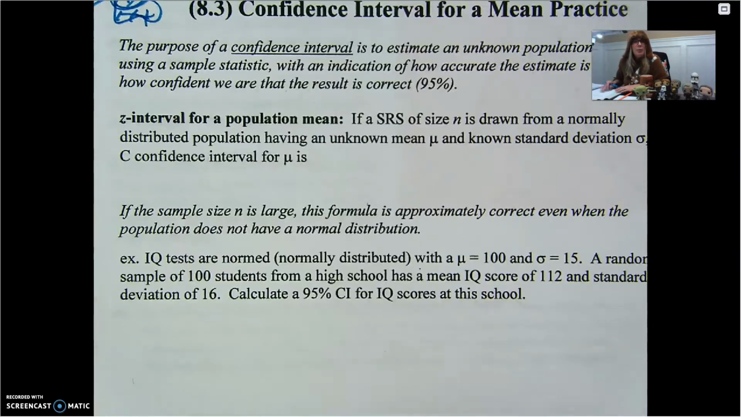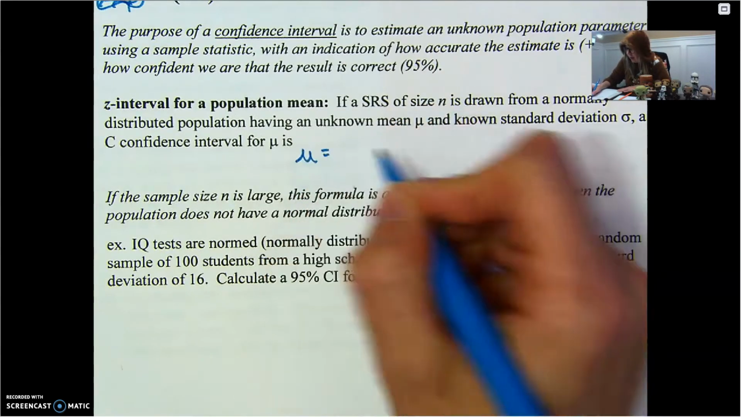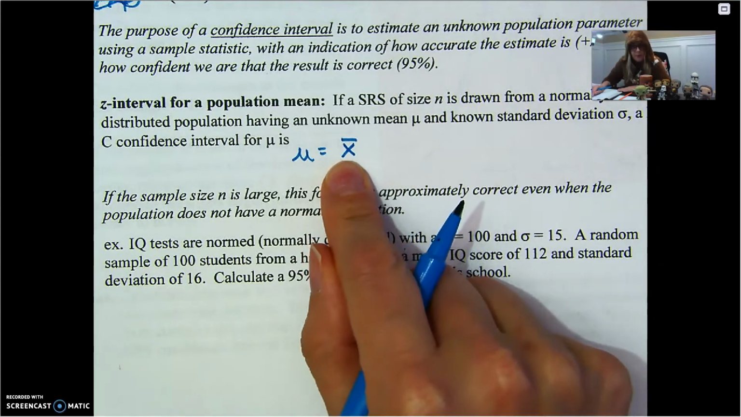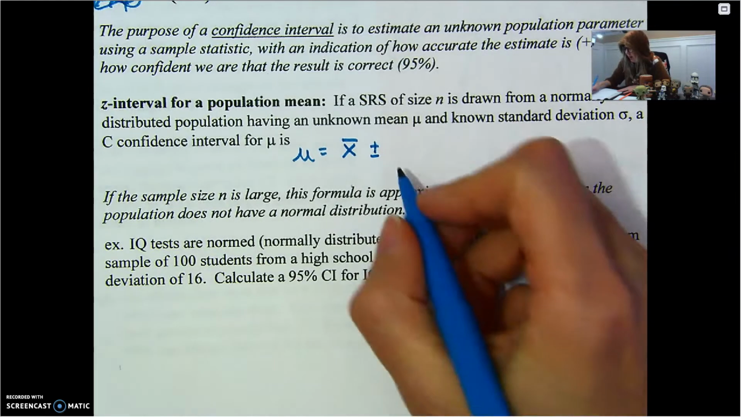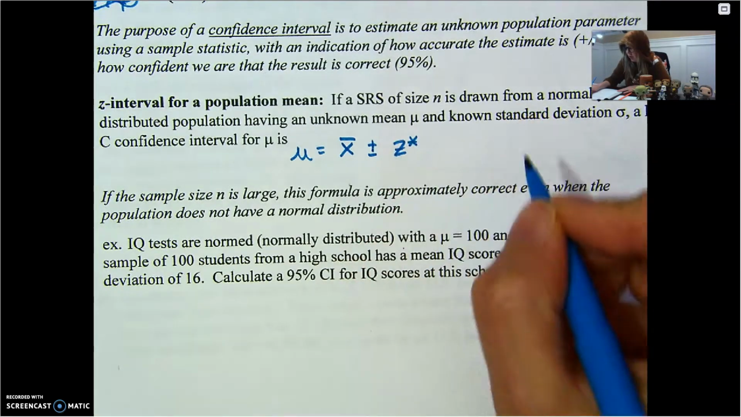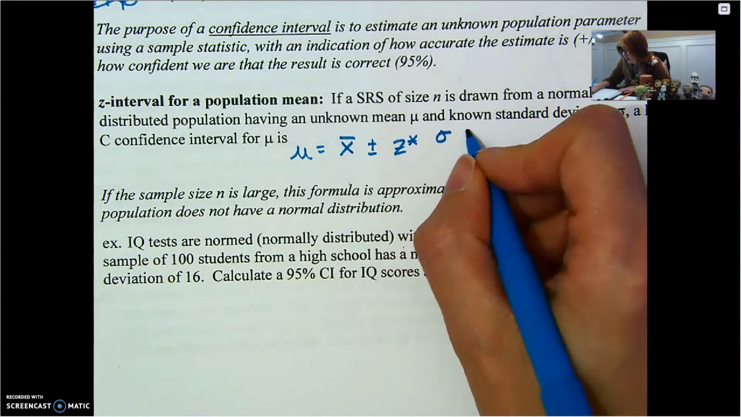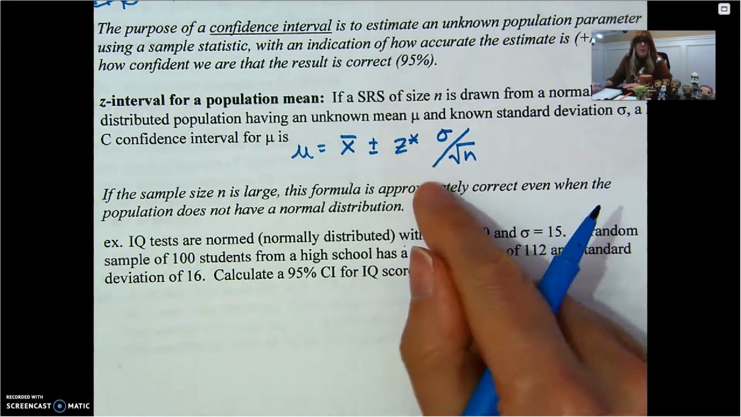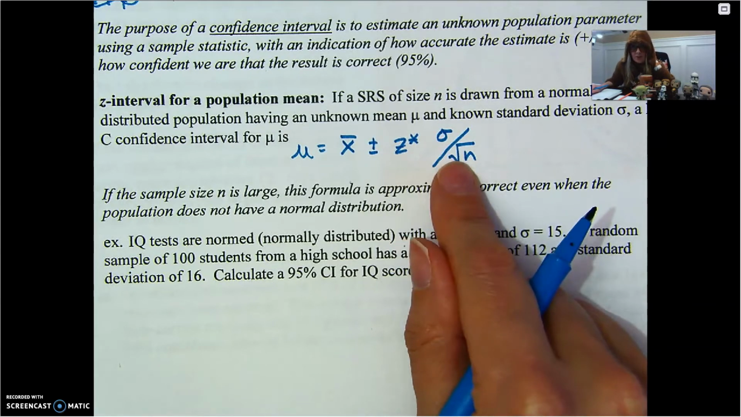The z interval for a population mean looks like this. We're trying to capture mu. We're going to use x bar as our sample, that's our point estimate, plus or minus the margin of error. The margin of error is z star times the standard error. The standard error here is sigma, but we have to apply stats diet to it. This should look kind of familiar. We did this exact formula back in chapter 7 with sampling distributions.